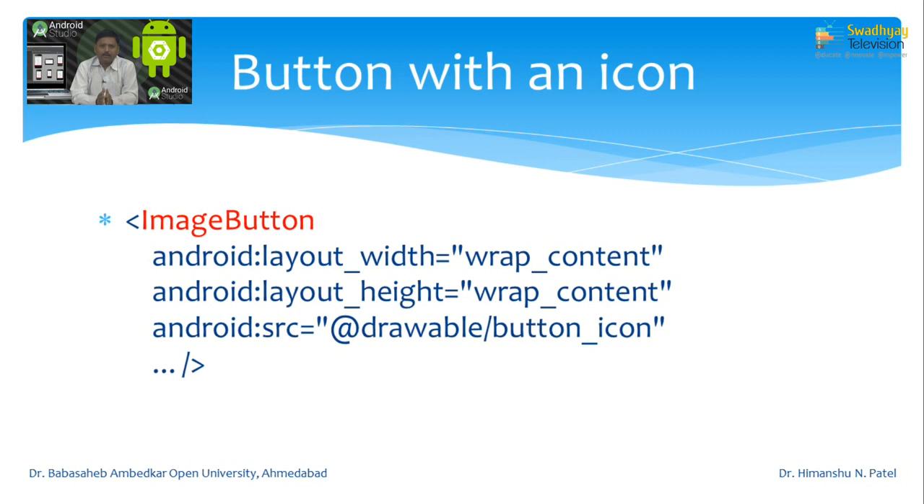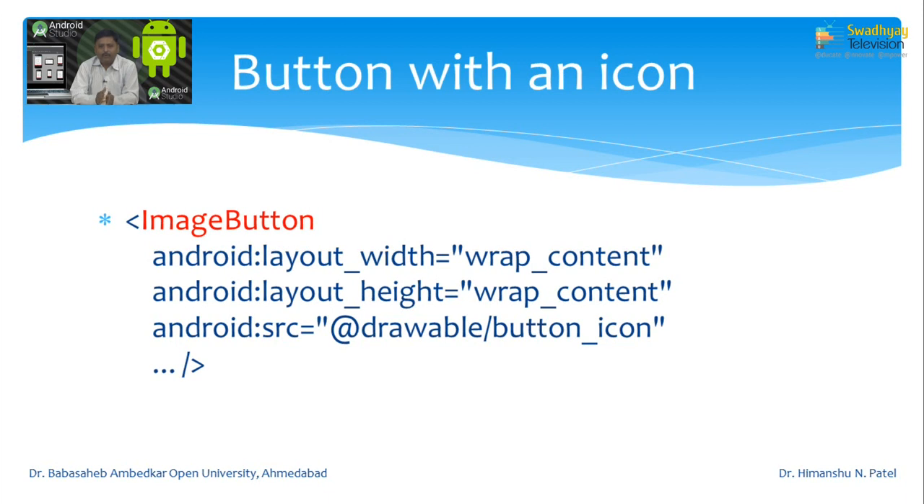So, here we use the image button element. The image button element is used to display a button with an image. We already discussed the first 2 attributes, so we are skipping those and directly look at the third attribute, which is android:src. The third attribute specifies that @drawable is the resource of type image and button_icon is the name of your icon file. These files should be in the drawable folder that we have already discussed in project structure.